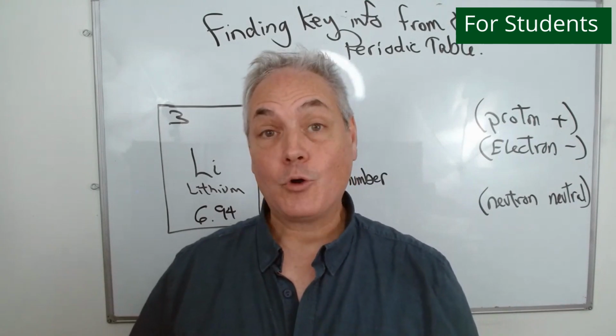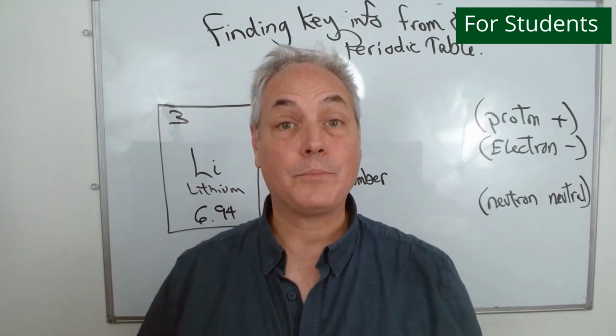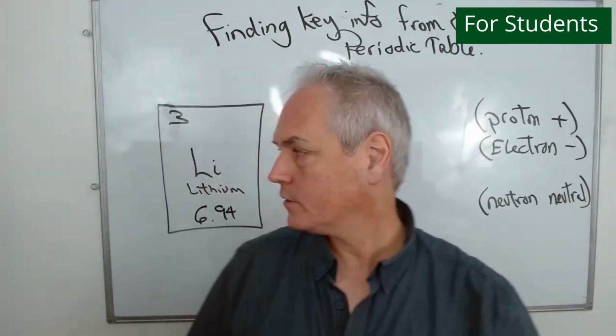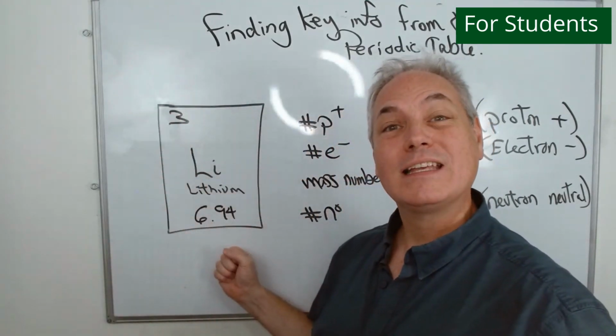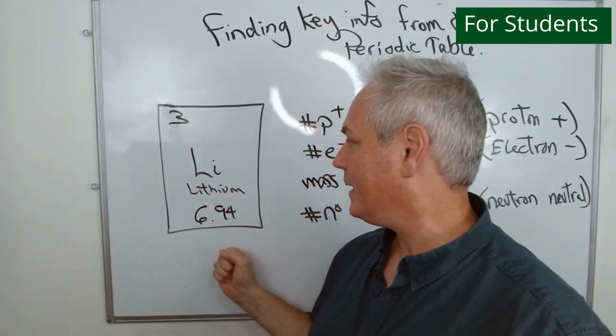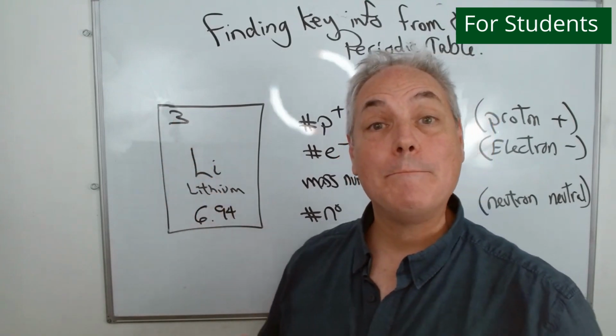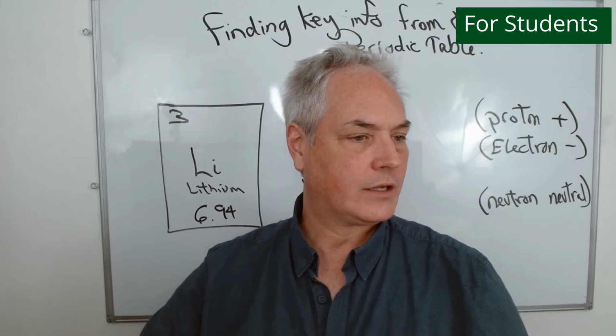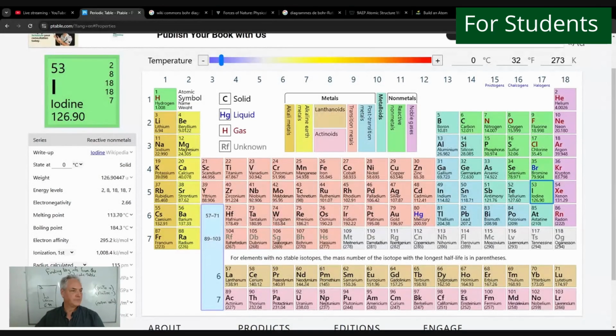Let's see what kind of important information we can get from the periodic table. So today we're going to see how information about the specific elements on the periodic table can give us amazing information about specific elements.